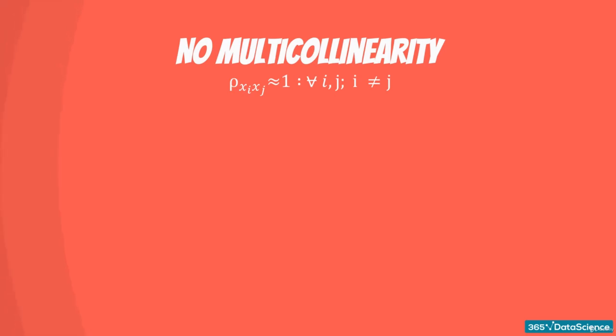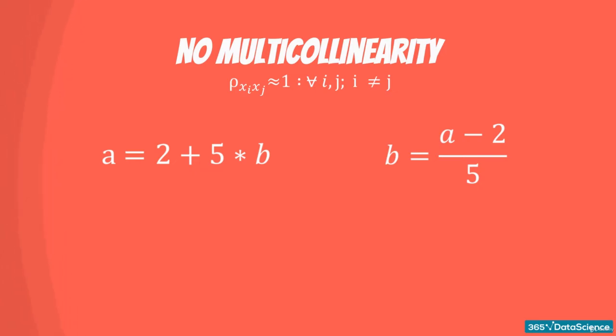The last assumption is no multicollinearity. We observe multicollinearity when two or more variables have a high correlation. Let's exemplify this point with an equation. A is equal to 2 plus 5 times B. A and B are two variables with an exact linear combination. A can be represented using B, and B can be represented using A. In a model containing A and B, we would have perfect multicollinearity.